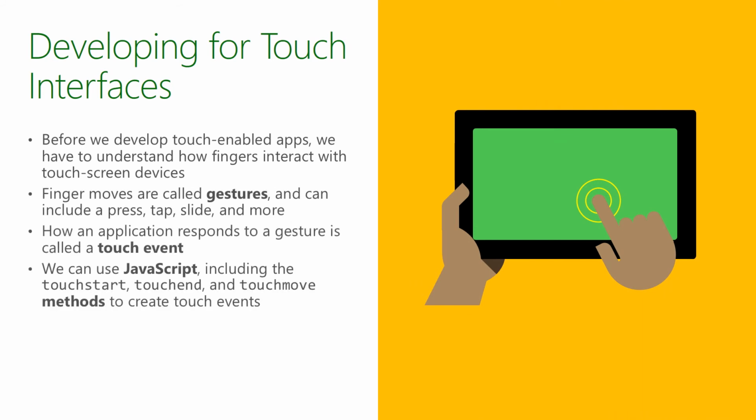Developing for touch interfaces. Before we develop touch-enabled apps, we have to understand how fingers interact with touchscreen devices. Finger moves are called gestures and can include a press, tap, slide, and other gestures. How an application responds to a gesture is called a touch event. We can use JavaScript, including the touch start, touch end, and touch move methods to create touch events.